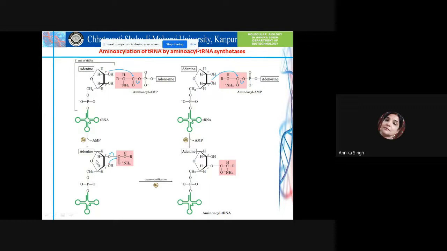And in class 1, it is a 2-step process, while for class 2 amino acyl transfer RNA synthetase, it is a single step process where the amino acyl group from amino acyl AMP is directly transferred to the 3 prime hydroxyl group of the terminal adenine of this transfer RNA, and formation of amino acyl transfer RNA takes place with the release of AMP in both cases. When the amino acyl is transferred from amino acyl AMP to transfer RNA, then AMP is released.